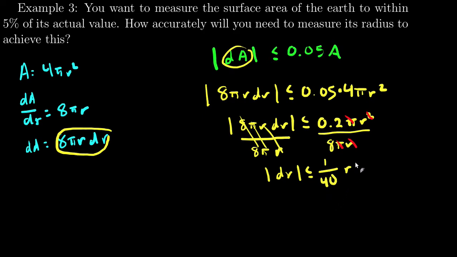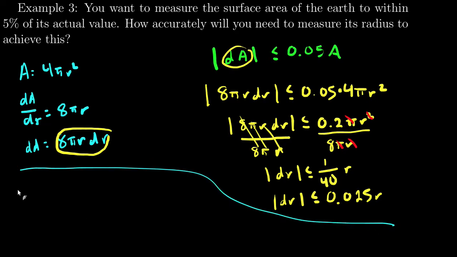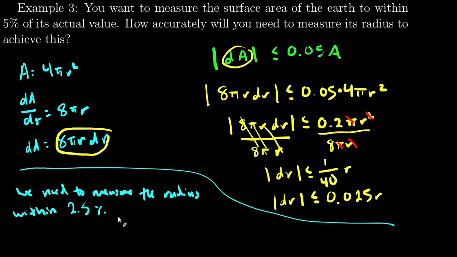And I can also do this, so 1 over 40, so dr is equal to 0.025 r. And this tells me in English the following. We need to measure the radius r within 2.5% of its actual value.